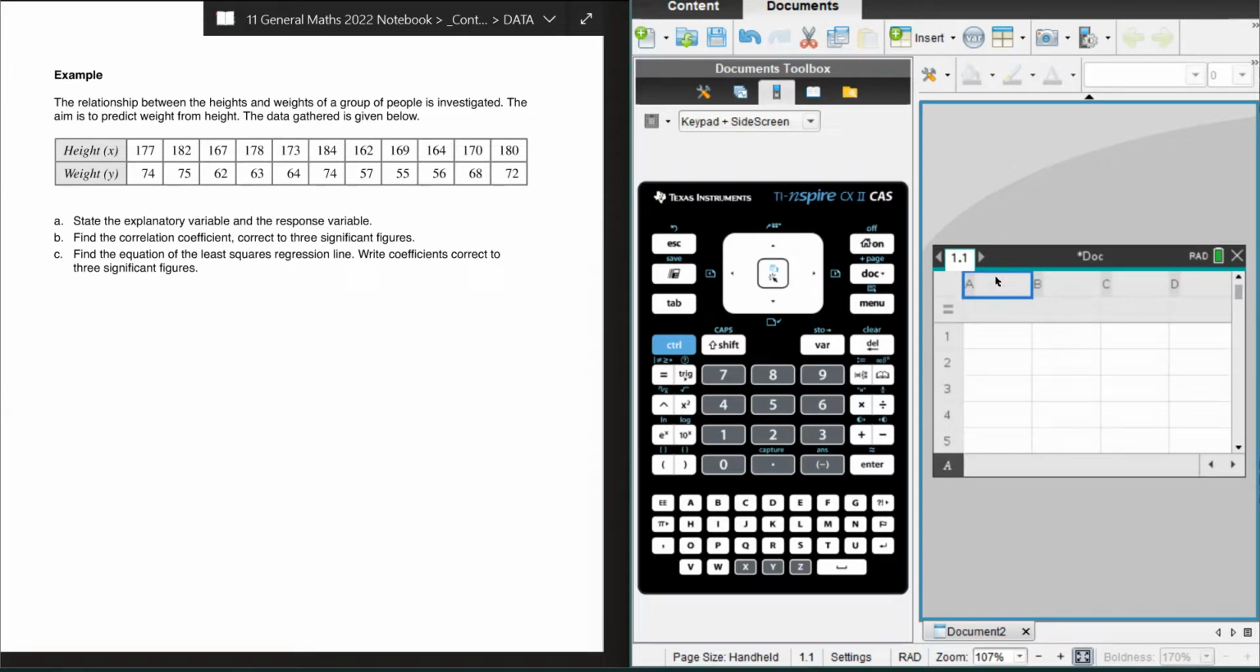And make sure you label your columns. It's always important to do that because if you don't, you're not going to be able to put any of your data in a scatter plot. So for the first one, we've got height, and the second one is weight. Put your numbers in. So 177. Always double check that you've got the correct numbers. Really important because if you don't, your data is going to be a bit off.